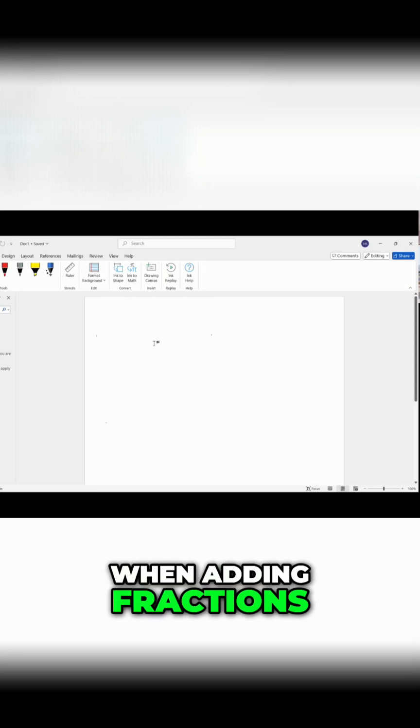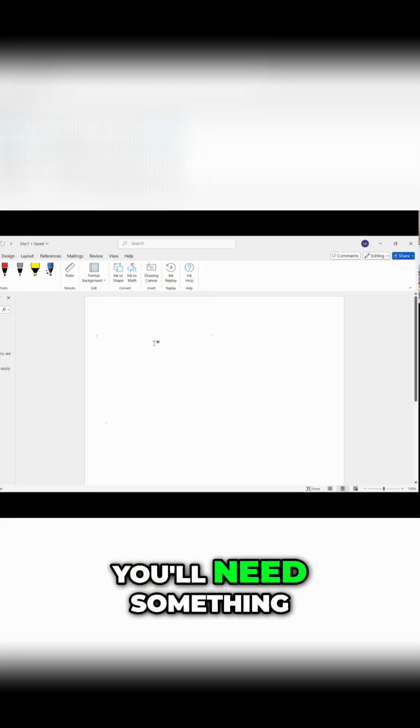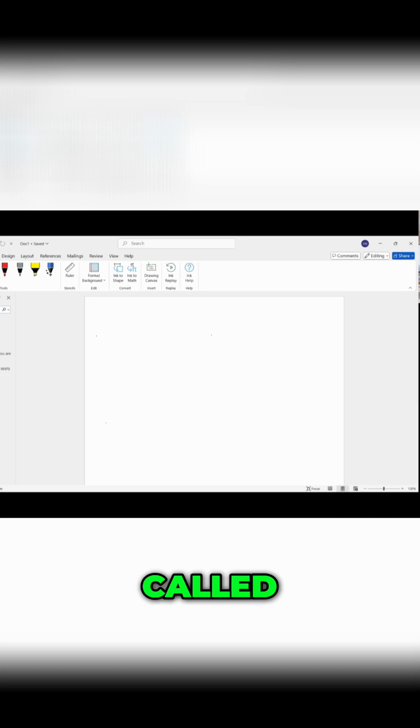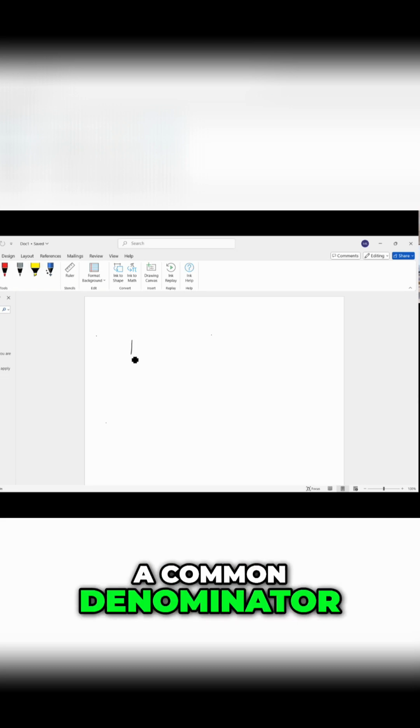When adding fractions, you'll need something called a common denominator.